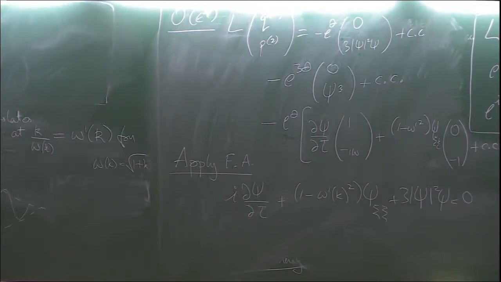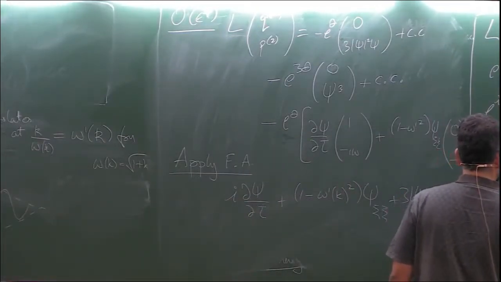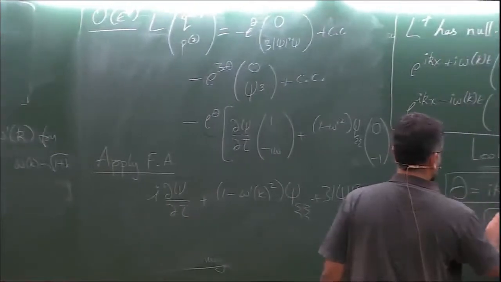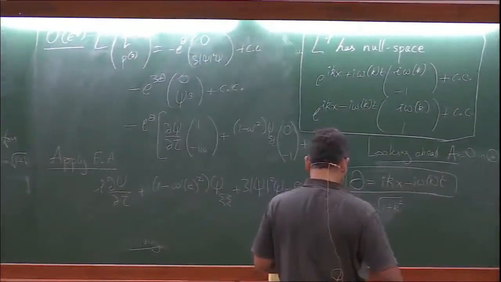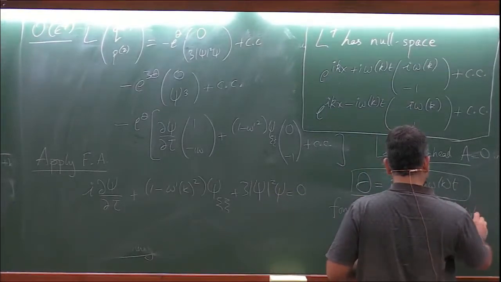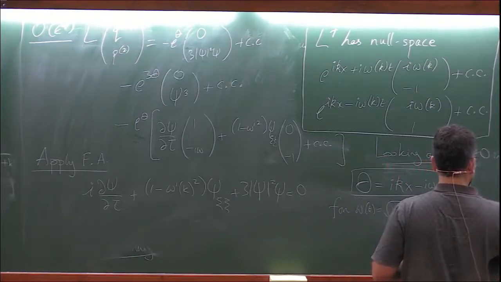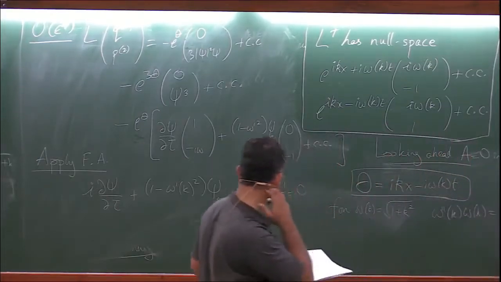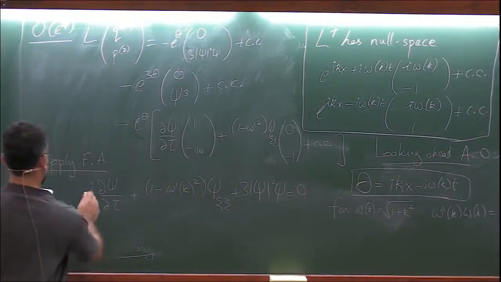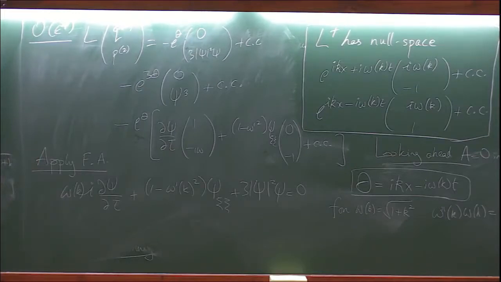Well, magically, it turns out for omega of k equals square root of 1 plus k squared, omega double prime of k times omega of k is 1 minus omega prime of k squared. And I have an omega of k here. So this is again something that you can check.